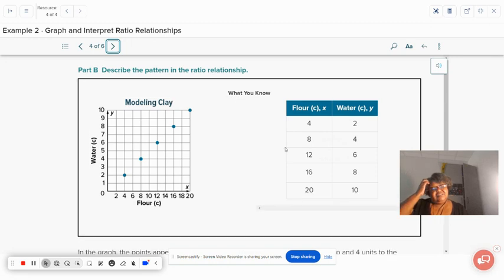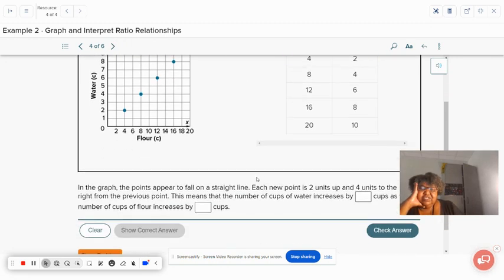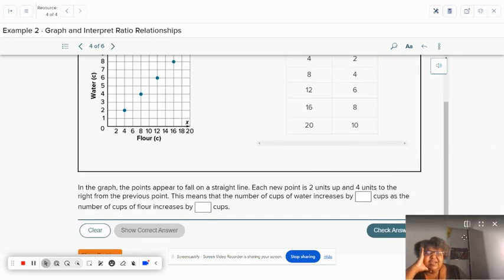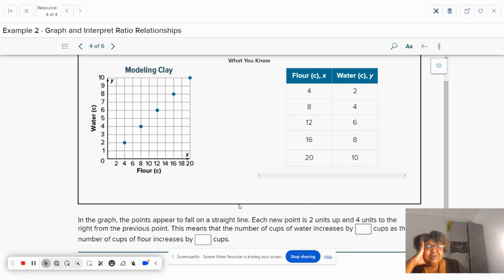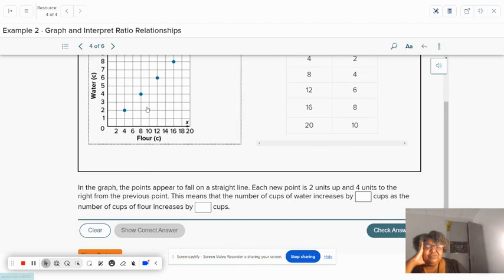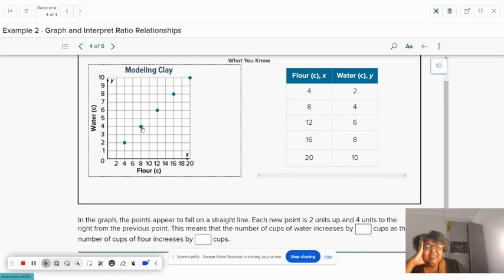Now they want us to describe the pattern in the relationship. So in the graph, the points appear to fall on the straight line. Each new point is 2 units up and 4 to the right from the previous. So like from here, from 4, I go up to 6, and then over 4 units. Now see, these are in groups of 2. These are in groups of 1. So make sure you read your graph correctly.